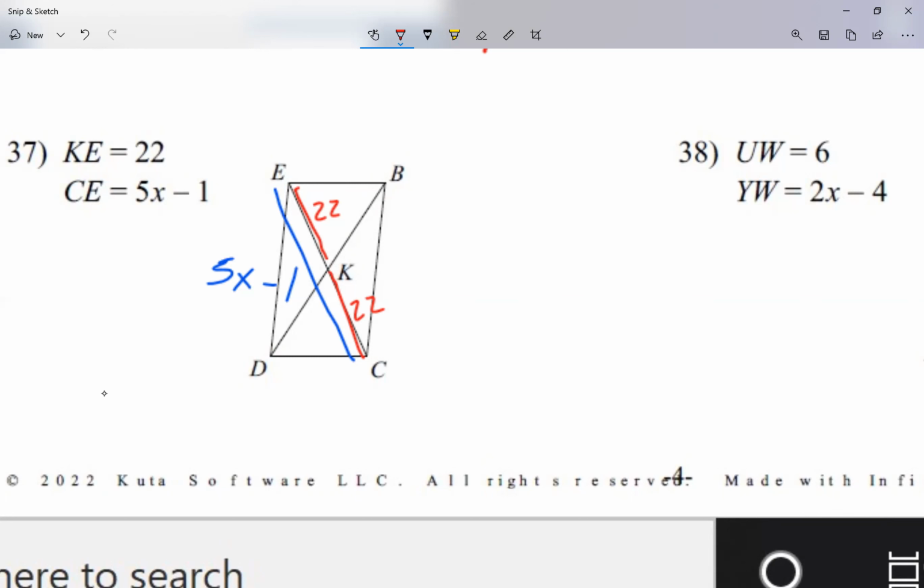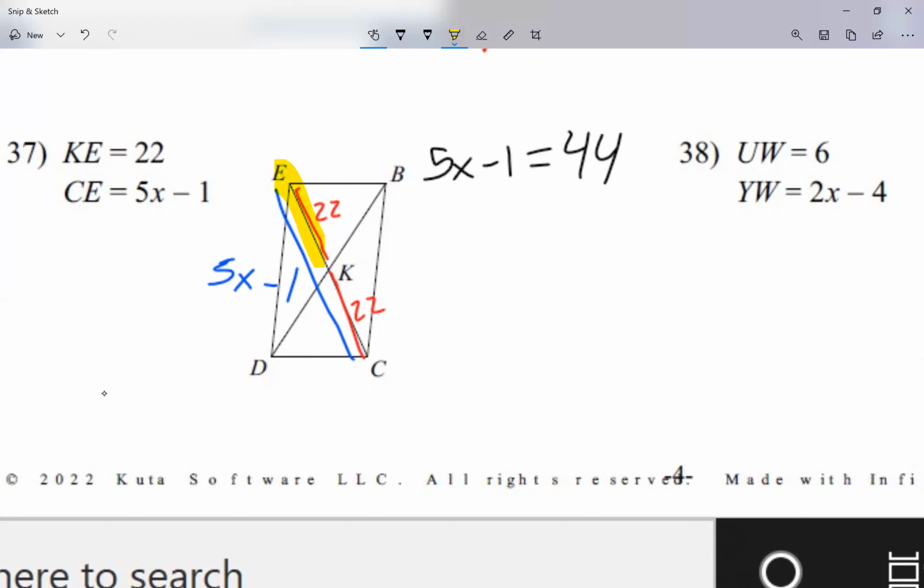So for me to work this out, I'm just going to say, all right, 5x minus 1 is equal to, now 5x minus 1 is the entire diagonal, segment from E to C. So I'm going to say 5x minus 1 is equal to 44. Because I'm looking at the entire diagonal. 22 and 22 equals 44. So 5x minus 1 equals 44.